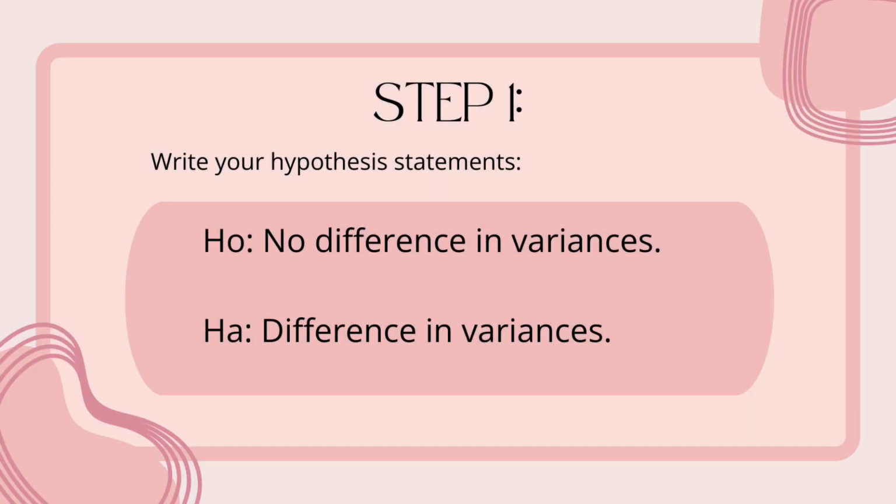Step 1, write your hypothesis statements. Your null hypothesis is no difference in variance, while the alternative hypothesis is difference in variances.